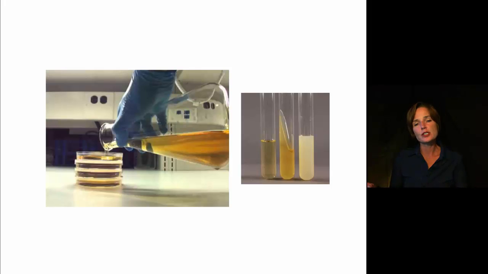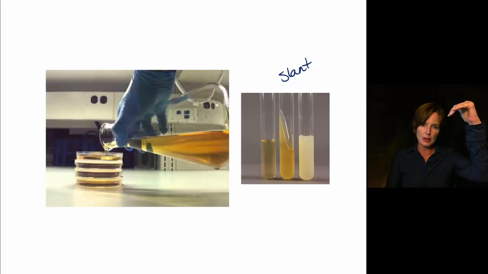If we're talking about tubes, the tubes can have liquid media in them, obviously. We can have just a solid media in the tube. Or if you look at the tube that's in the middle, that one is what we call a slant. With a slant, the media is poured into the tube when it's still liquid, and then the tube is placed at an angle while it solidifies. What this does is it allows us to put the microbe up on the top, and then if there's any liquid, it can drain off to the bottom so that we keep our microbe out of any liquid that might be accumulating in the tube.